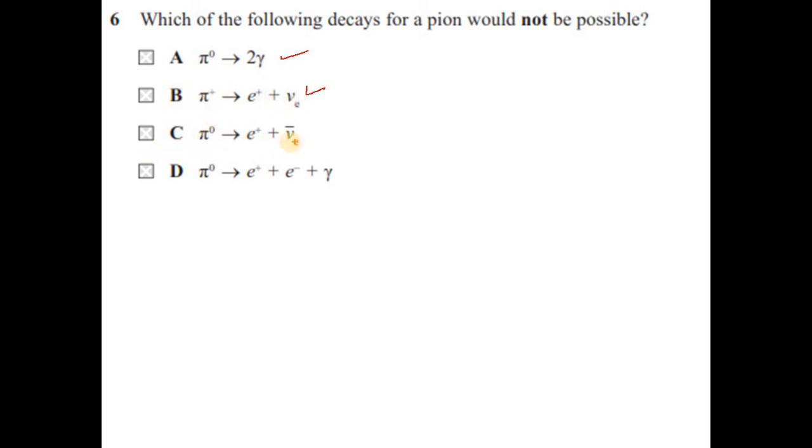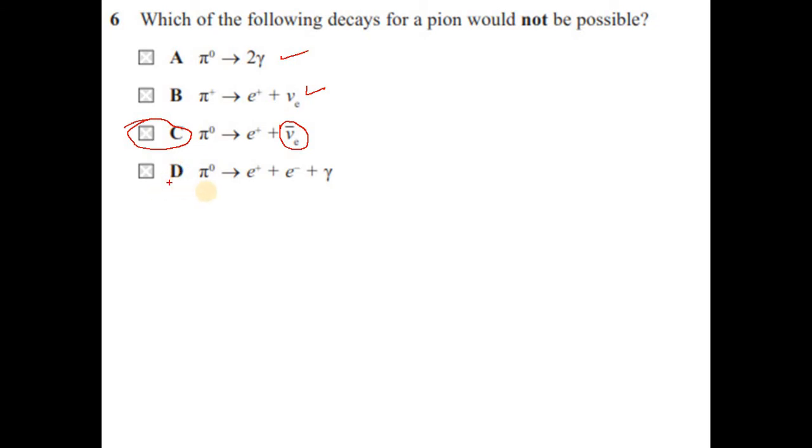Pi 0. If you see here in C, the pion has 0 charge, but the anti-electron is positive, so charges are not conserved. Even an anti-electron neutrino cannot come along with an anti-electron. So we have two reasons to choose C. Number 1, charges are not conserved before and after, and a positron cannot come along with an anti-electron neutrino. It should come with an electron neutrino. So the option should be C.